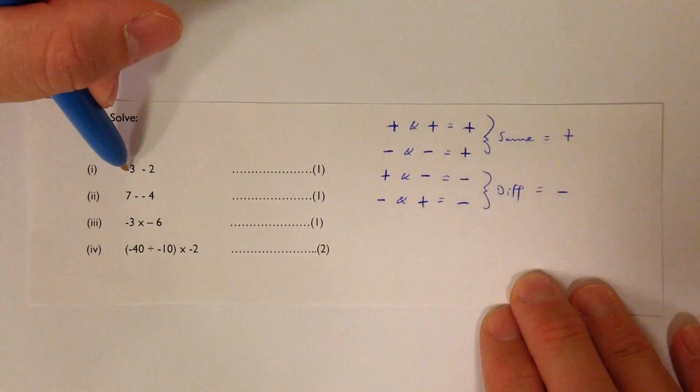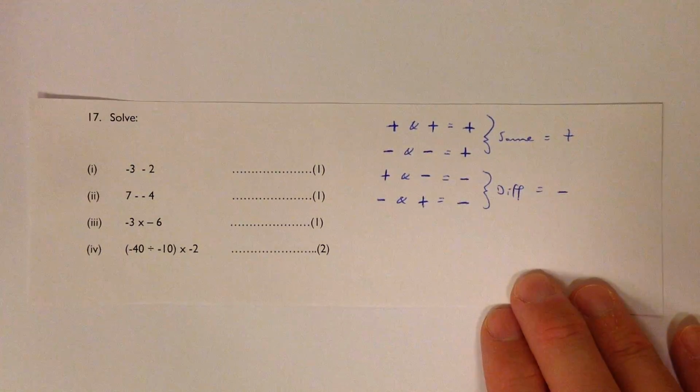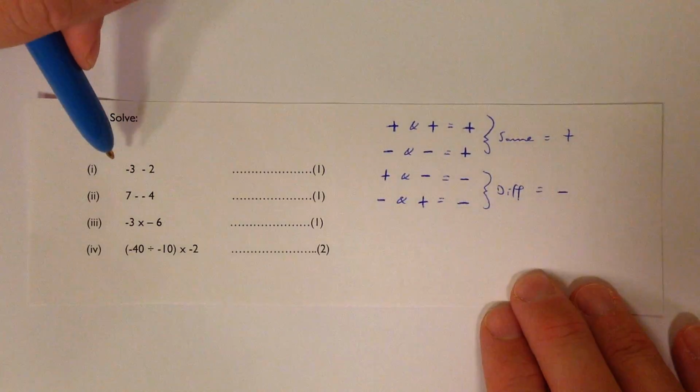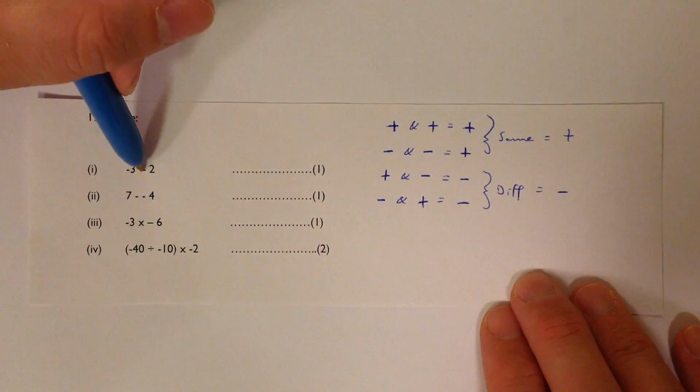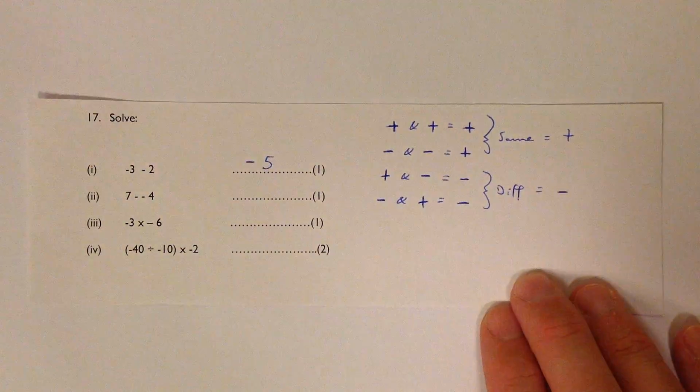This just says you're starting at negative 3 and you take another 2 away. So really useful here if you draw out yourself a number line. I like to think of questions like this, like temperature. So it's minus 3 degrees, so it's quite cold, and then it goes down another 2 degrees. So we're going to end up at minus 5.